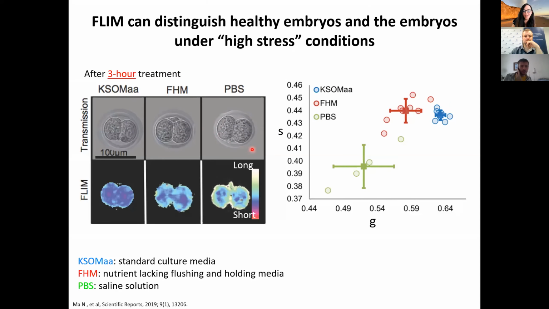And under PBS, of course, we all know it's just phosphate saline solution. By eye, these embryos look healthy, but with the lifetime signature you already see that the lifetime has completely switched from where the healthy embryos are. So this gave us an indication that we can use fluorescence lifetime, and particularly the phasor approach to analyzing this data, as a means to identify healthy embryos from unhealthy embryos, even though they looked healthy by eye.